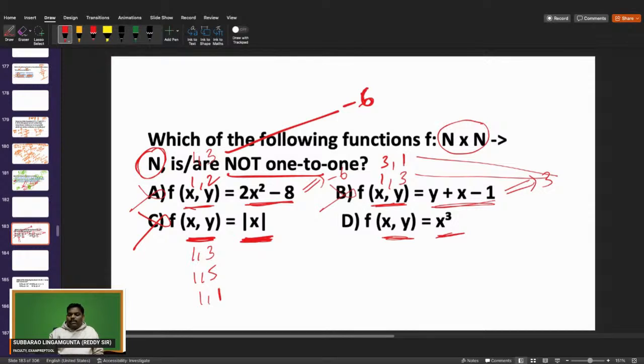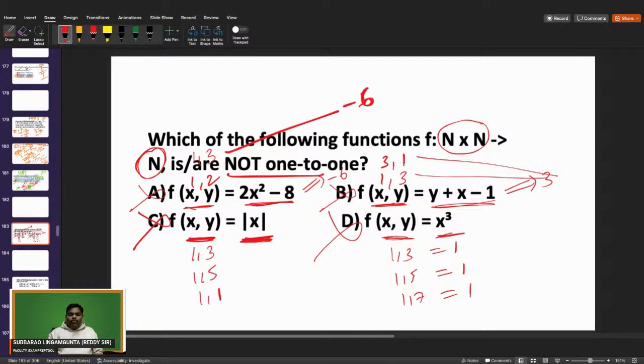Some people are asking, what about option D? Same. 1 3 gives 1, 1 5 gives 1, 1 7 gives 1. So it is also not 1 to 1. Can you check?